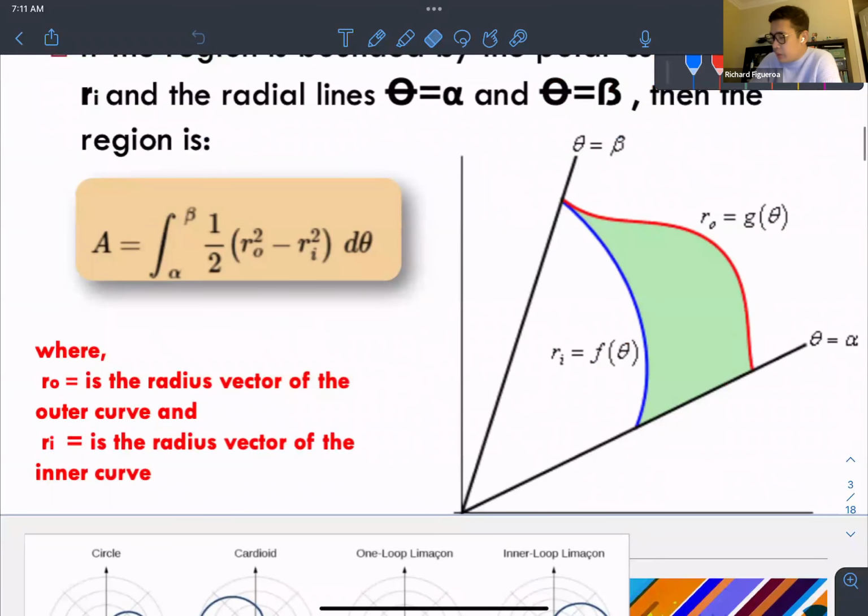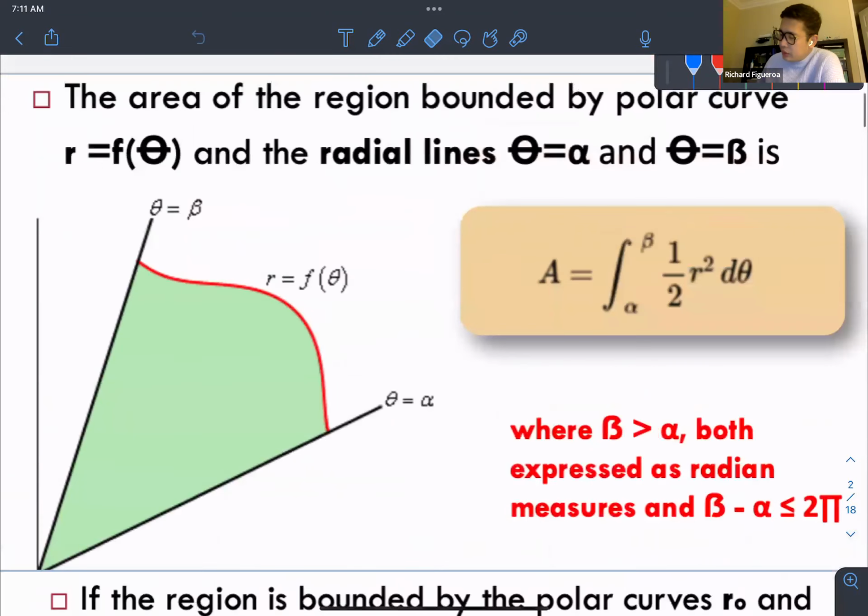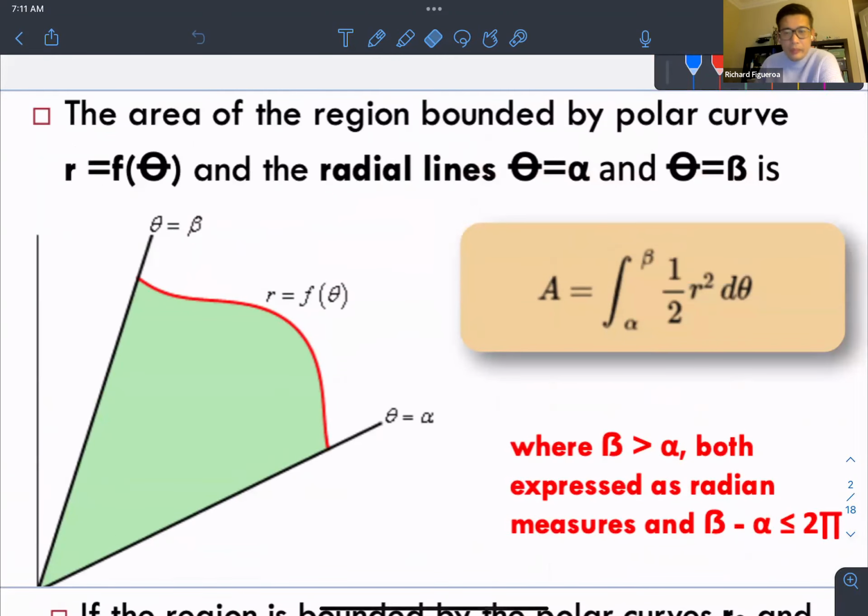But then there are cases that polar curves are bounded, meaning we are to find the area bounded by two different curves. In that case, we get the difference. Well, actually, we just need to understand how the area works, kasi in the end, this is still the formula that we will be using.